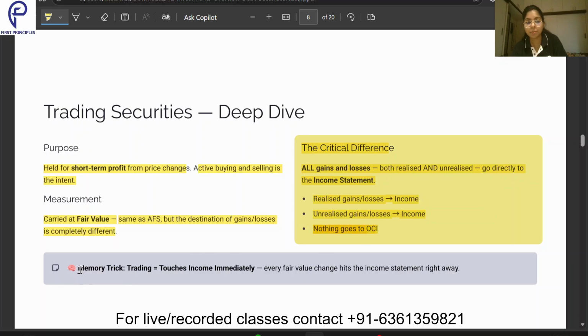So what is the memory trick? Trading touches income immediately. That means every fair value change hits the income statement right away. Any changes will go directly in your income statement.